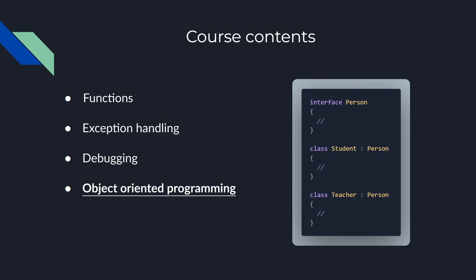You'll learn the principles of object-oriented programming, how to use classes, objects, inheritance, and polymorphism to create modular and maintainable code. By the end of this course, you'll have a solid understanding of C# programming and be well equipped to tackle a wide range of software development challenges.